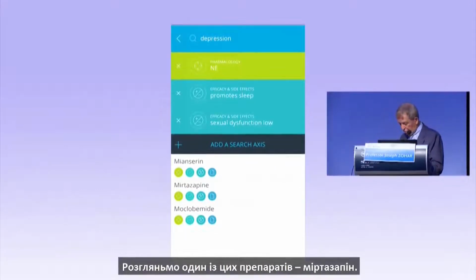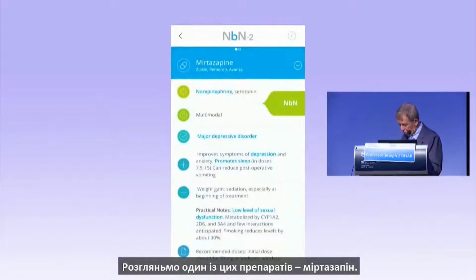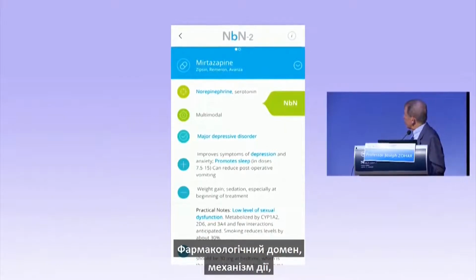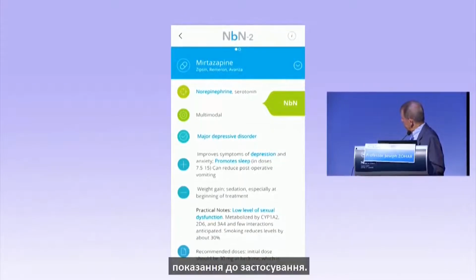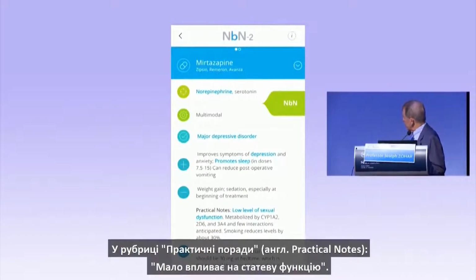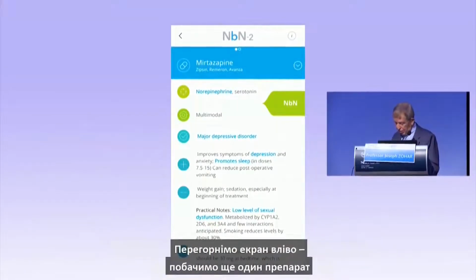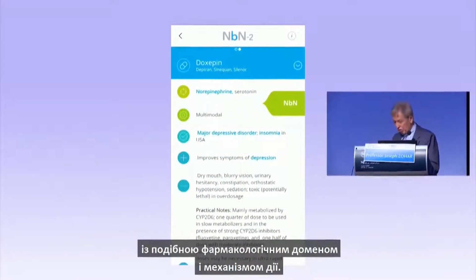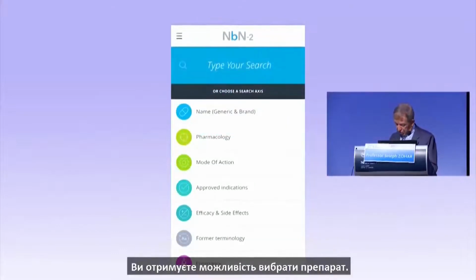Let's say that we would like to look at one of these medications, mirtazapine, so we push and then we go back to the basic issue of NbN, the pharmacological domain, the mode of action. You see the indication. You see that in the efficacy, it's promote sleep. And if you look at the practical note, you see low level of sexual dysfunction. And then when we switch to the left, we see other medication with similar type of pharmacology and mode of action. And then you can, of course, choose other medication.